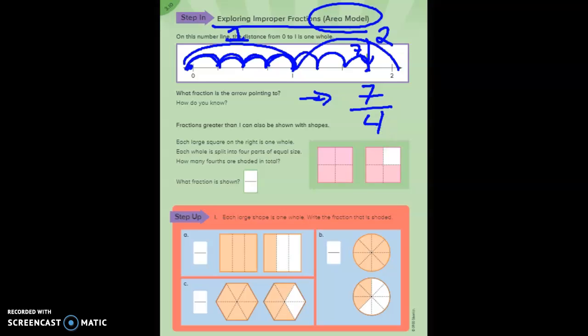This, guys, is an improper fraction. It is improper because when your numerator is greater than your denominator, it is an improper fraction.